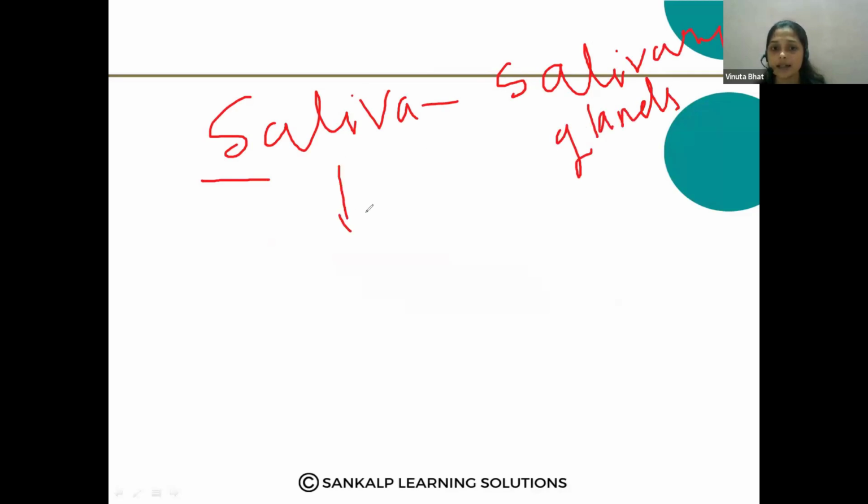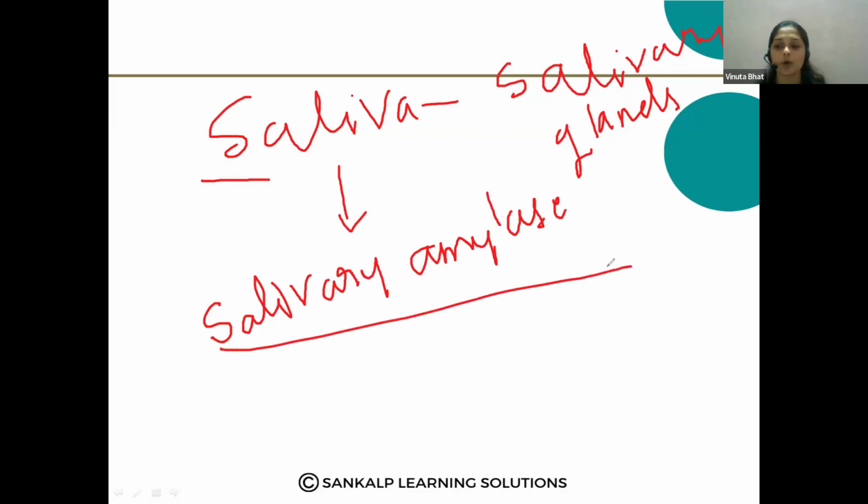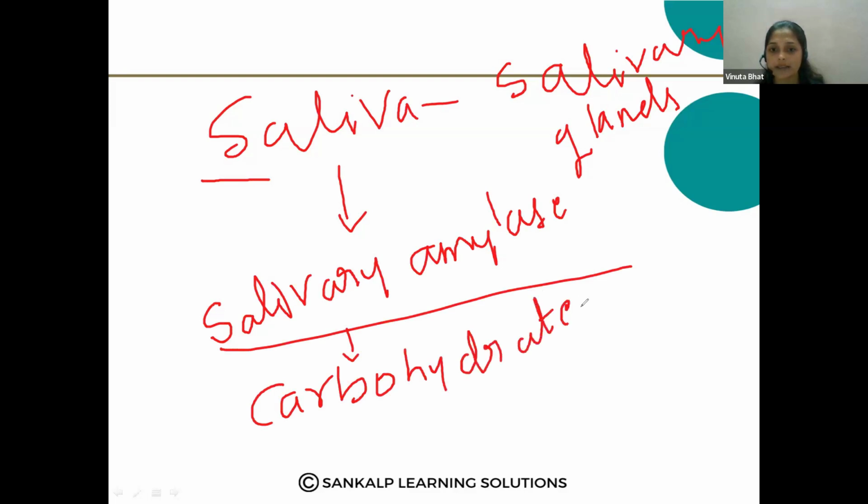This saliva contains one very important enzyme called salivary amylase enzyme. Okay, what is the function of this salivary amylase enzyme? Anybody, just tell me. This helps to break down carbohydrate. The food we eat contains carbohydrate. Carbohydrate is converted into a simpler form, that is, into simple sugars. That is the digestion in the mouth.